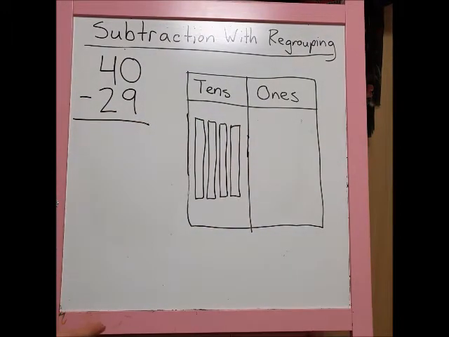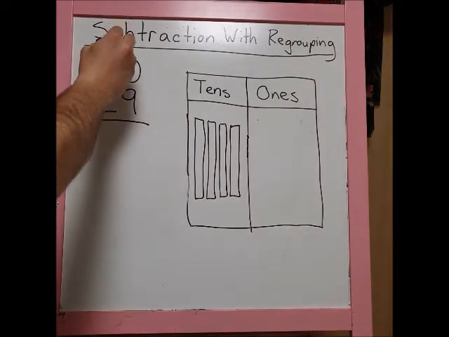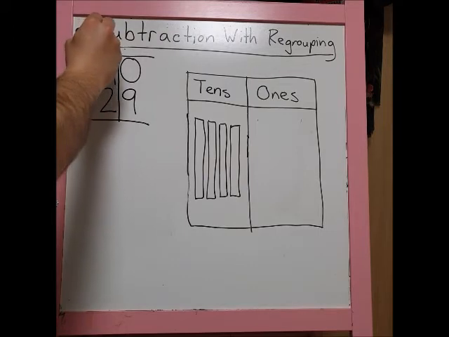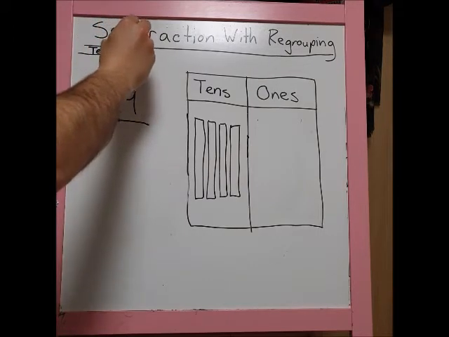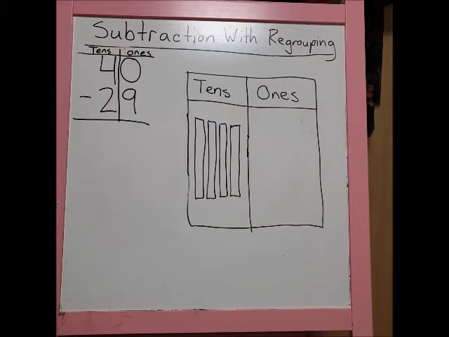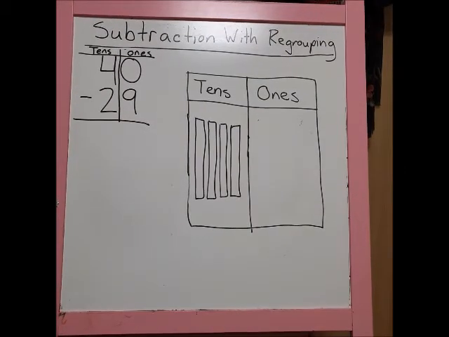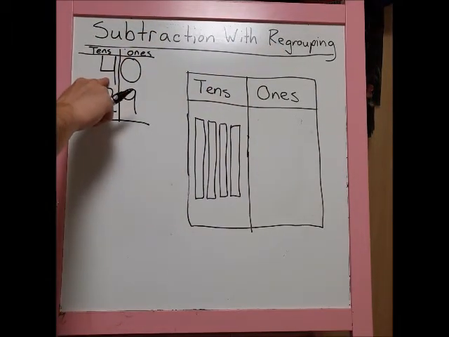Next step is let's subtract. The first step is always subtract the ones. So we have 0 minus 9. If I have nothing, can I take away 9? Can I give 9 away to my friend? No. All right, so what we have to do is regroup. So we have 4 tens. So we're going to borrow or regroup one ten and move it to the ones.